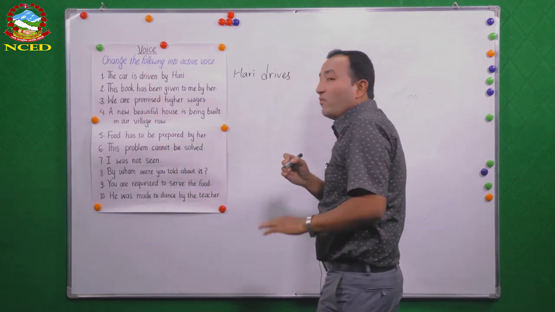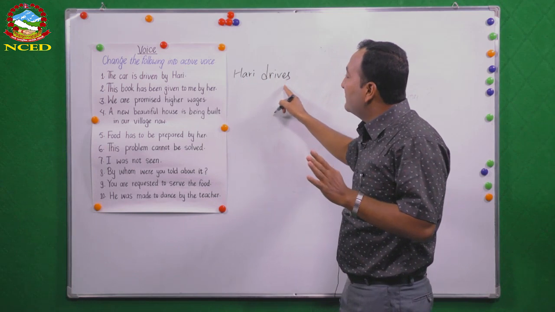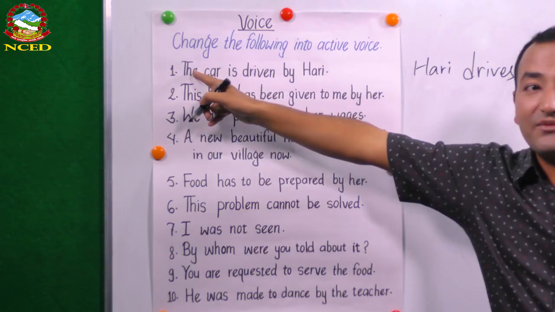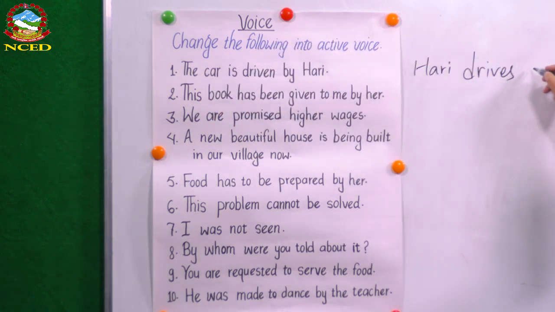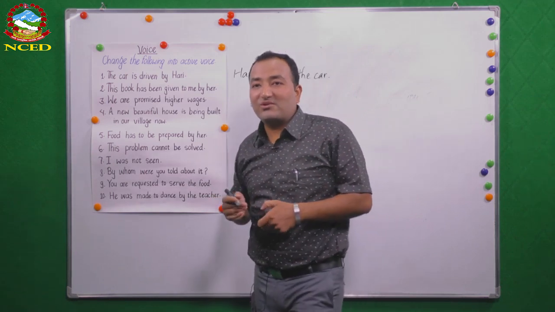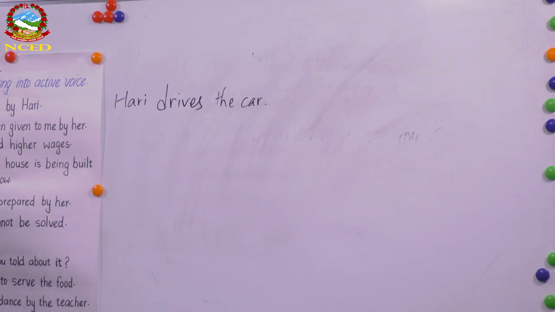Why drives? Why not drive only? Because Hari is a singular subject. So Hari drives. Present tense. Done. Drives what? Now bring this subject into the position of object. The car. I hope you understood it. Hari drives the car. Likewise, question number 2.